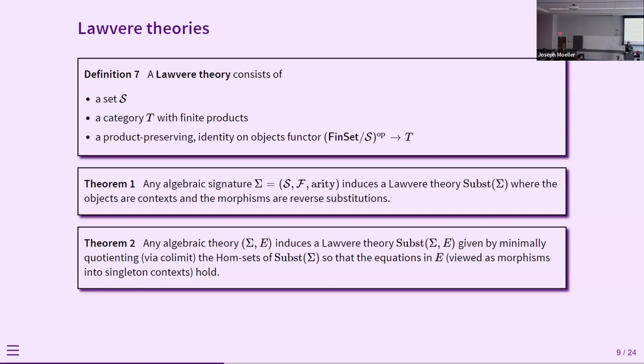Any algebraic signature induces a Lawvere theory where the objects are contexts and the morphisms are reverse substitutions. And then an algebraic theory is given by taking an algebraic signature and adding equations. You take the Lawvere theory that you got from the signature, and you quotient the Hom sets by all the equations so that the equations between your substitutions hold.